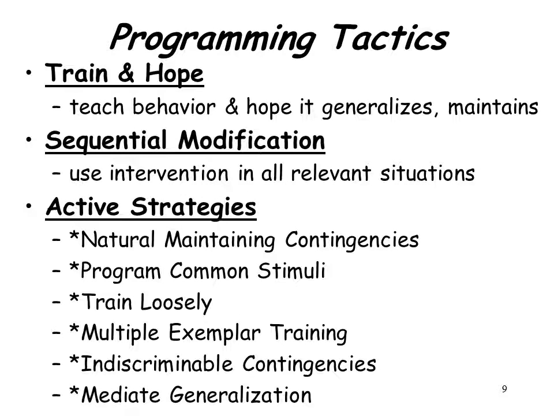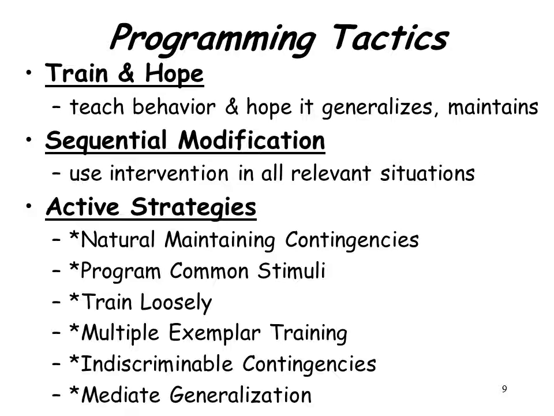There are different tactics we can use. One that's used often, I call it, well, I didn't invent this, it's called train and hope. In other words, we teach a skill and we just hope that it generalizes and maintains. Fortunately, with typically developing kids, this is often all you have to do. You don't have to worry about generalization with most students because it just happens. When they learn a skill, they have a few examples, they can apply it to different situations and with different people.